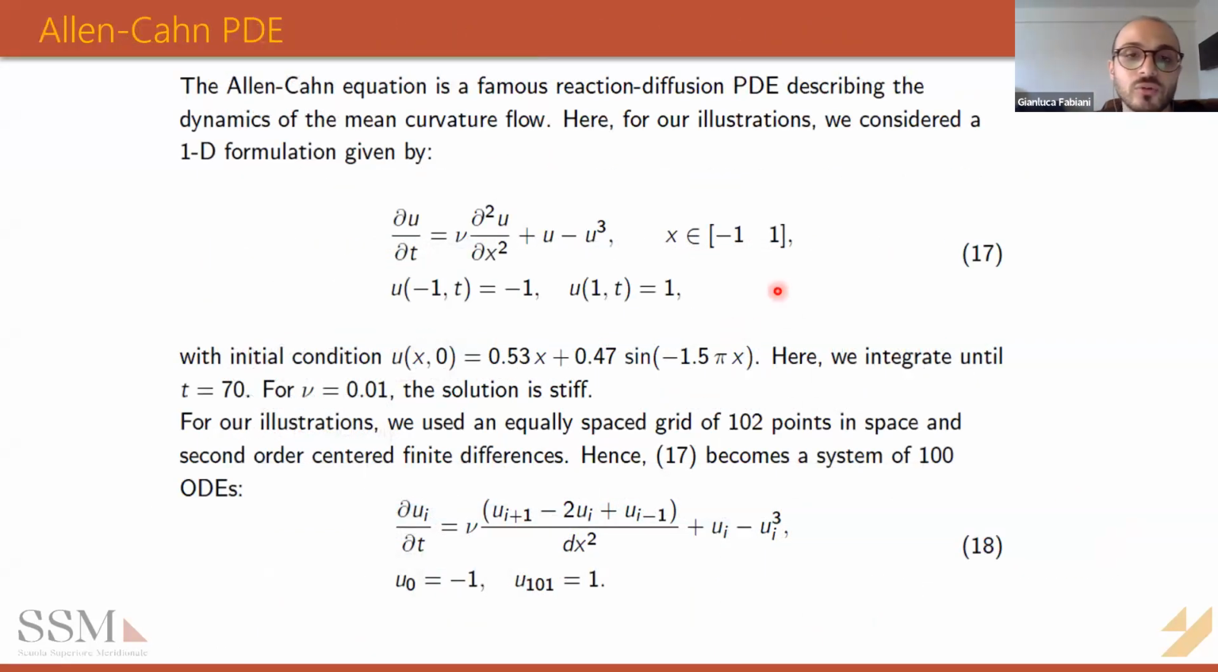So let's look also at how we can solve PDEs. This is an Allen-Cahn PDE, famous for phase field models. We have a Dirichlet boundary condition. This is the initial condition. We solve for a long time. Nu is 0.01, and this is a finite difference discretization that leads to a system of 100 stiff ODEs.